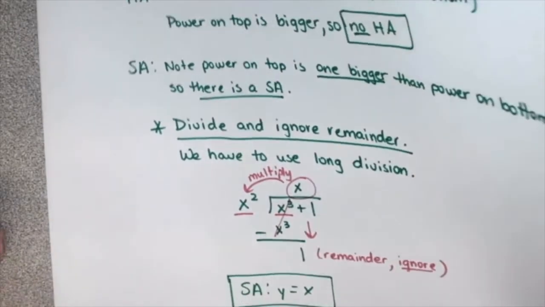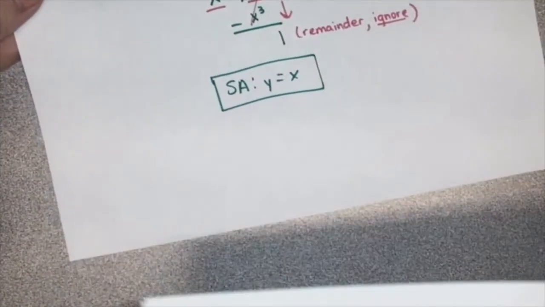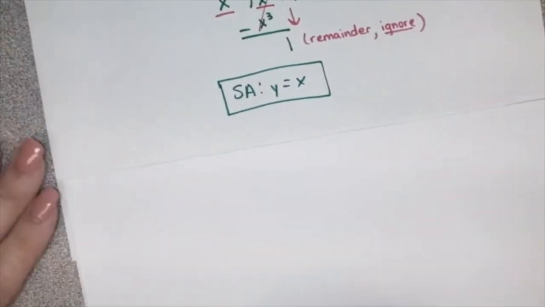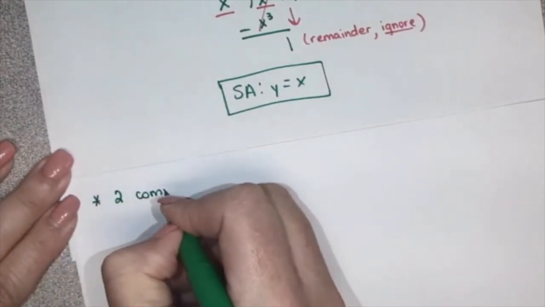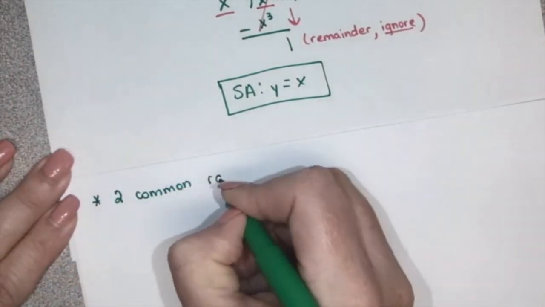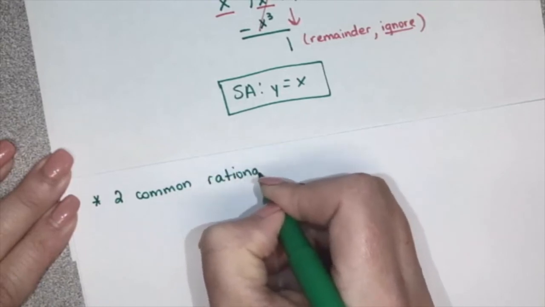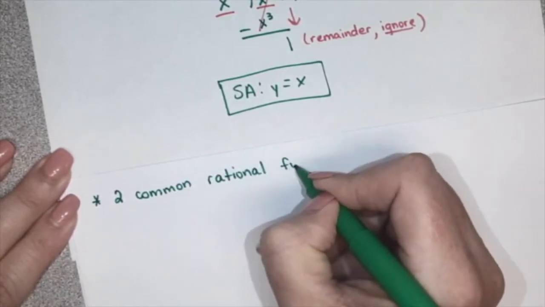Okay, so the last thing from this section, and then we are going to move on to something else. So I want to look at 2 common rational function graphs. Remember, the word rational just means fraction.